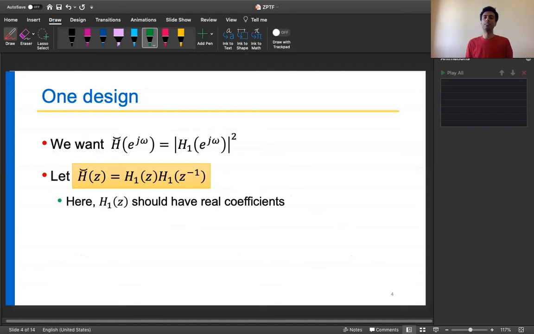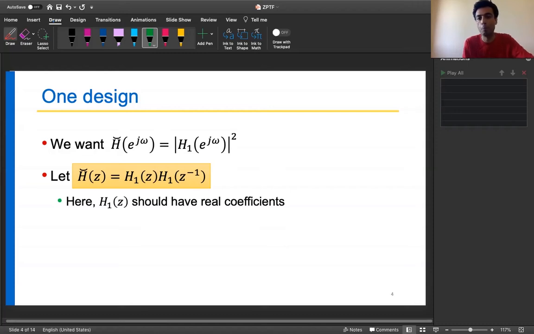So how do we design this? How do we design such a transfer function? So one possible solution is we want this kind of a transfer function which is zero phase. This inverted cap represents the zero phase transfer function, and it can be |H1| whole square, where whatever H1(e^{j omega}) is, its mod square will always be purely real, right?